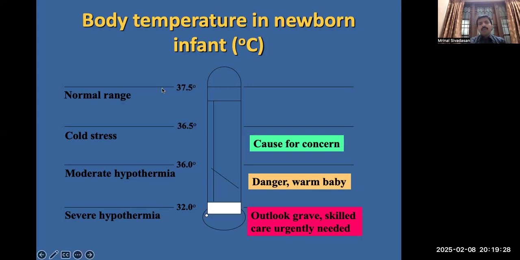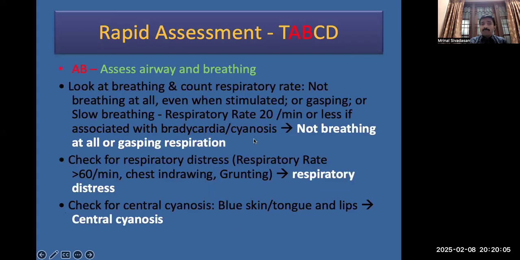So this is a chart showing the range of temperature. The normal range is between 36.5 and 37.5, and severe hypothermia is less than 32 degrees Celsius, where the outlook is grave and requires intensive care management. Between 32 and 36.5 is what is called moderate hypothermia, and cold stress is between 36 and 36.5. Cold stress means only the peripheries are cold, the central is warm. That is a cause for concern, and we have to cover the baby and rewarm the baby. If there is moderate hypothermia, then again danger, and again we have to warm the baby.